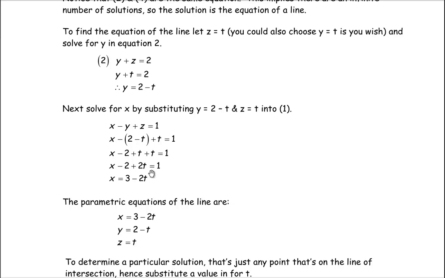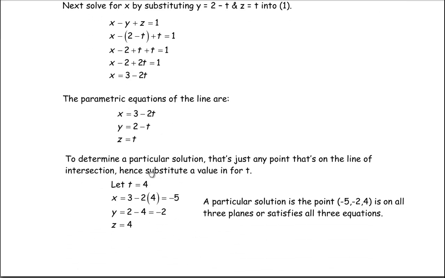So the parametric equations of the line of intersection are x is equal to 3 minus 2t, y is equal to 2 minus t, and z equals t. So that's the equation of the line that these three planes intersect at.